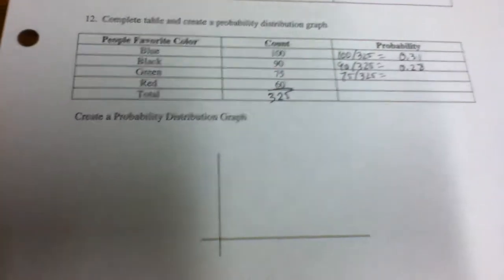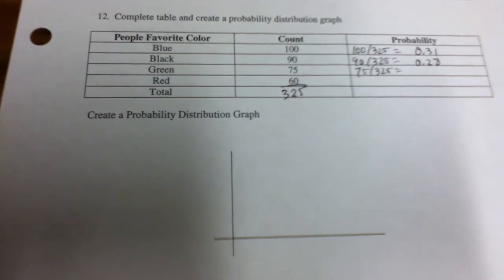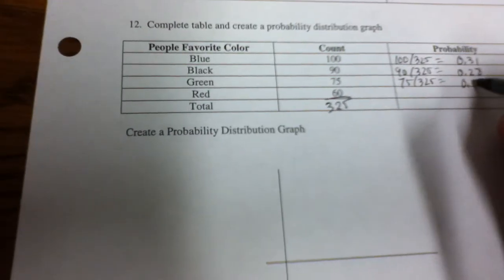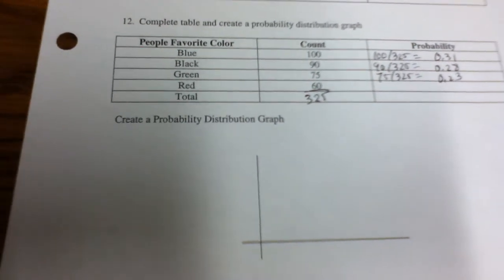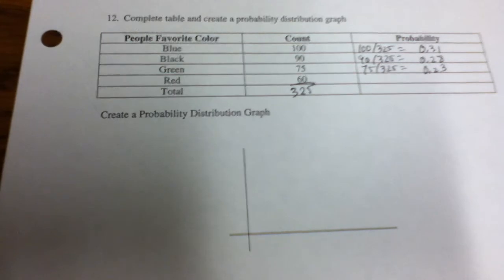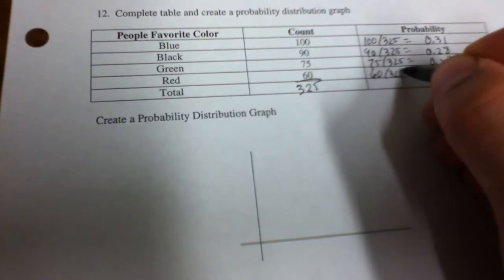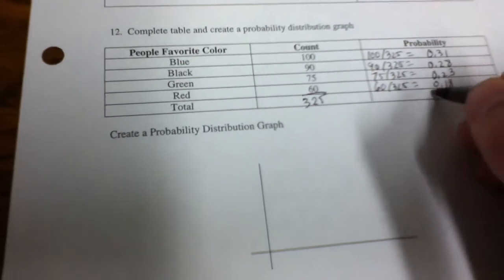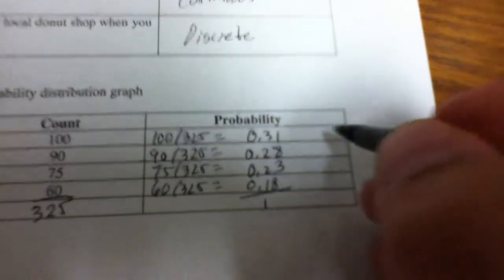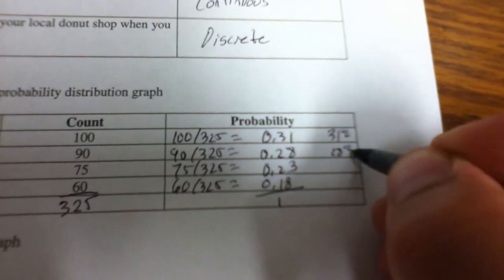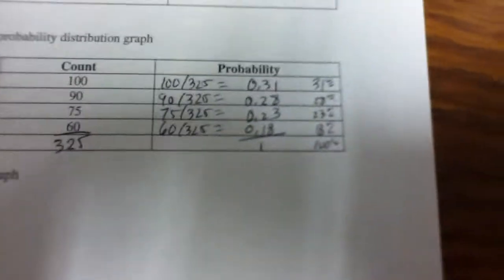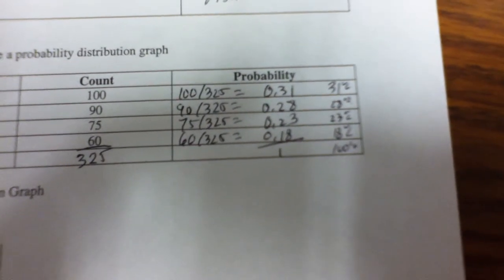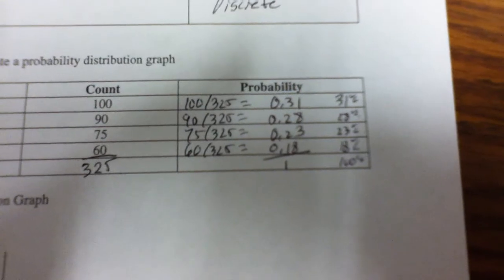75 divided by 325 gives us about 0.23. And the last one, if we have 60 divided by 325, we get about 0.18. It should add up to 1. Or if I'm talking about percents, 31%, 28%, 23%, 18%, which would add up to 100. And sometimes it's difficult to get it exactly at 1 or exactly at 100 and you get 101 or 99, and that's fine, as long as you're close.